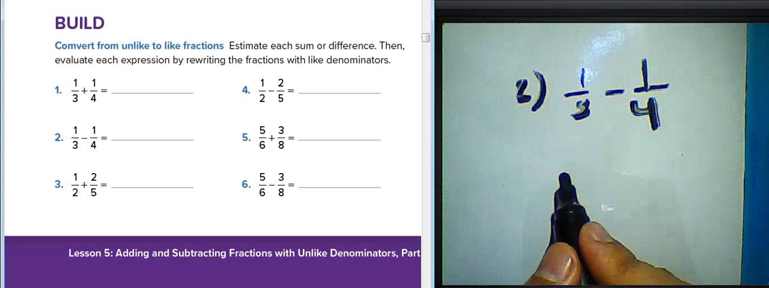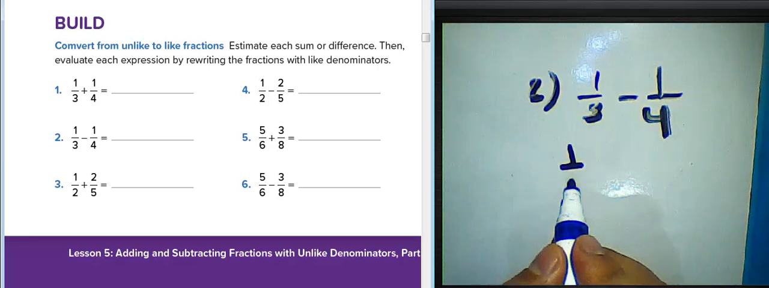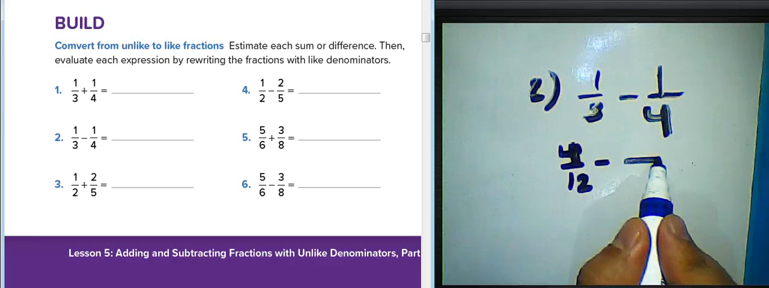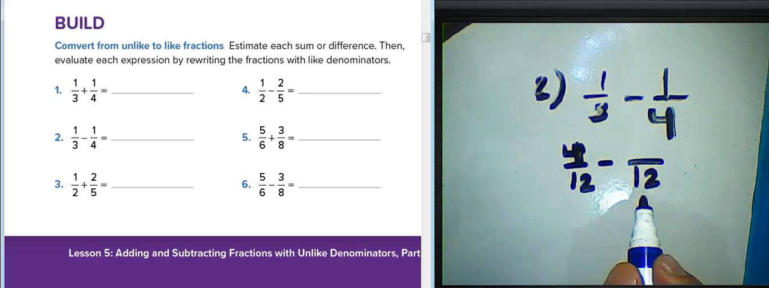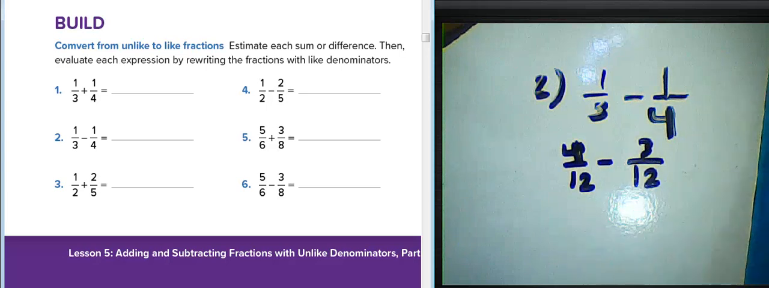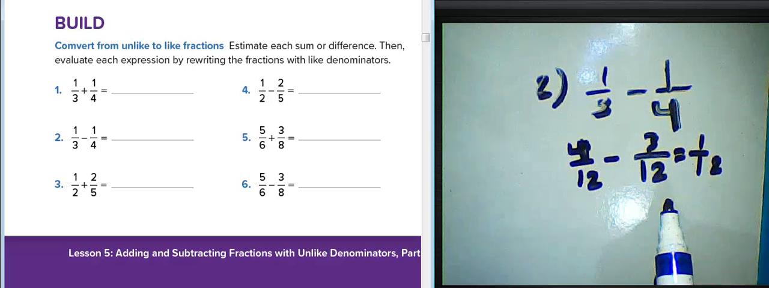I remember in this example, look at number 2: 1 over 3 subtract 1 over 4. We can find the least common multiple between the two denominators, which is 12. Subtract between them: 1 over 3 will be 4 over 12. 3 times 4 equals 12, 1 times 3 equals 3. 4 minus 3 equals 1, so the result will be 1 over 12.